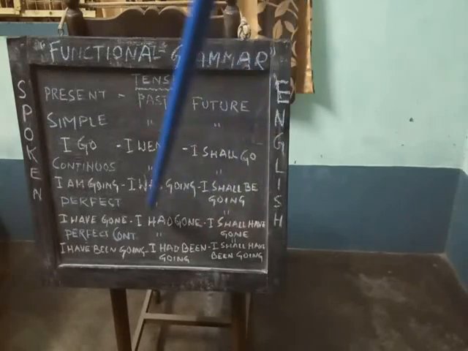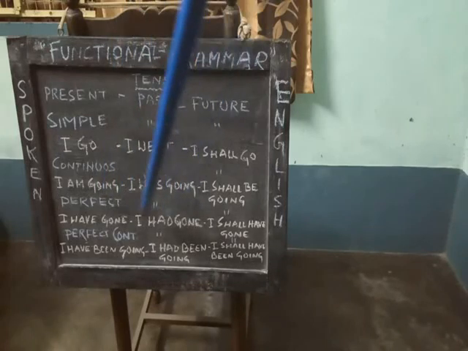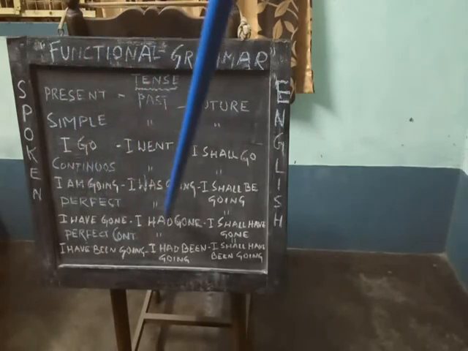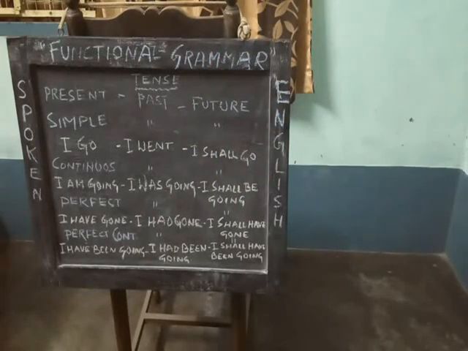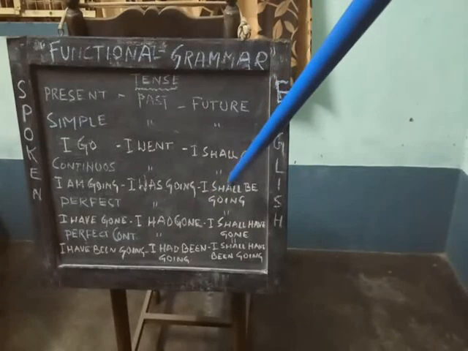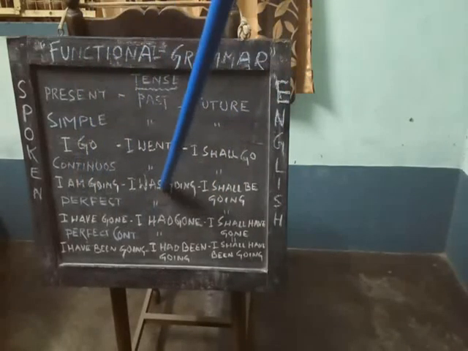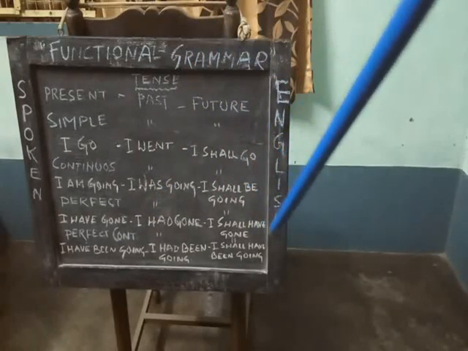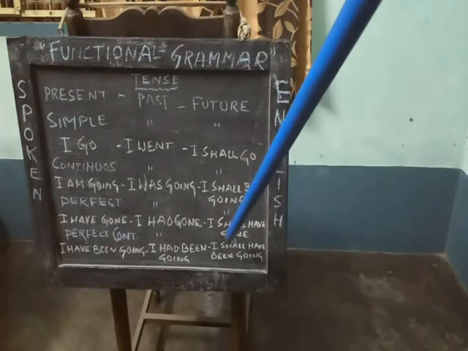So for continuous tense, you just focus here. Present continuous: going, past continuous: going, future continuous: going. Ing means continuing. The only thing changing is the time: the time now, time then, time to come. I shall be going. I think this much is clear. Okay. Now I am moving to the next one.